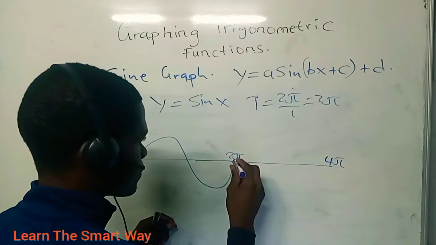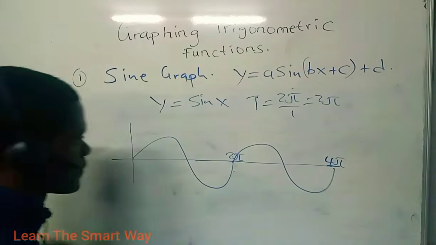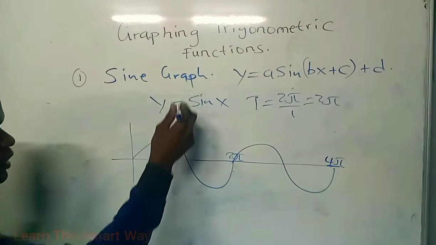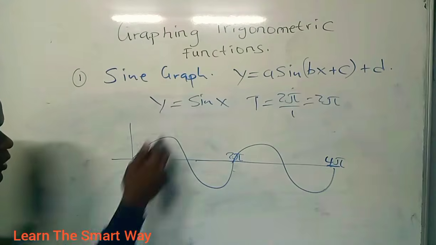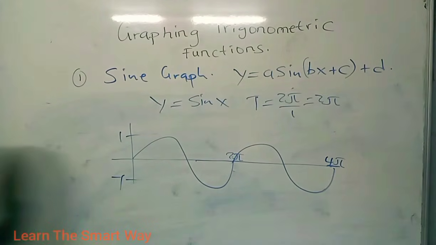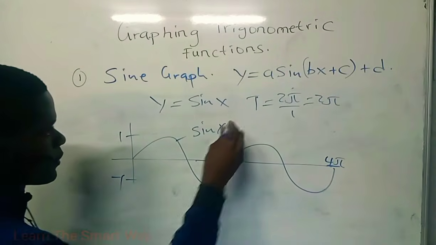Okay, just like that. So look at the amplitude. If it's 4, it's supposed to be 4. If it's 1, in this case it's just 1, negative 1. So this is the sine x.